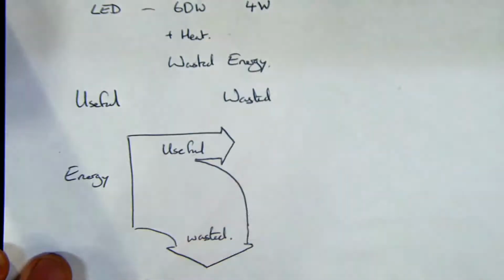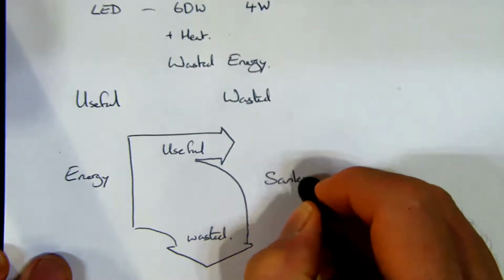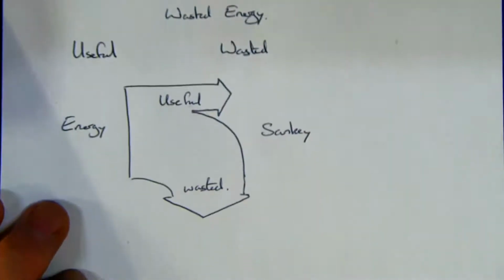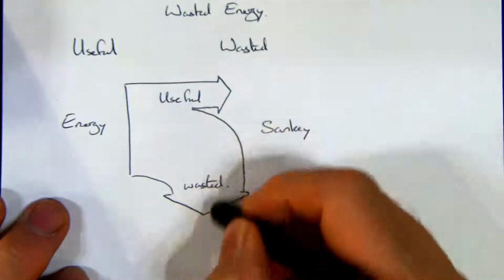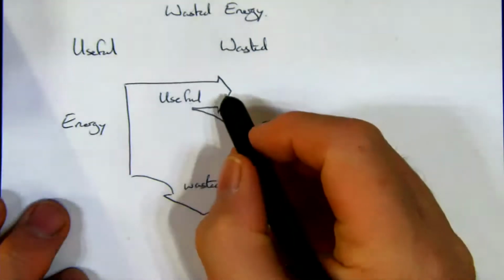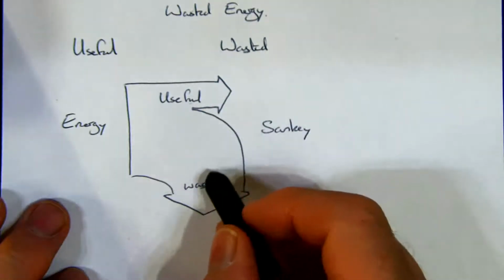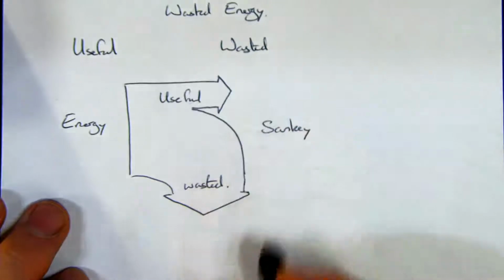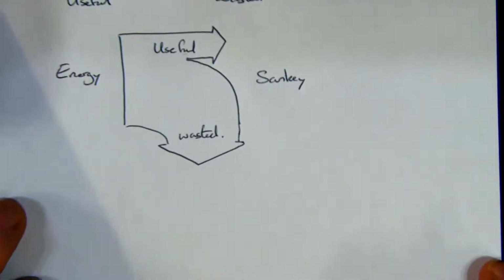This is a Sankey diagram which tries to show this quite nicely, and this is for an incandescent light bulb, the old type of light bulbs, which used to glow white hot and waste an awful lot of heat, only to give out a small amount of light. This is not efficient.